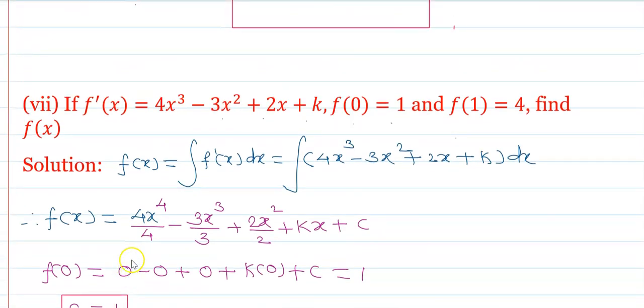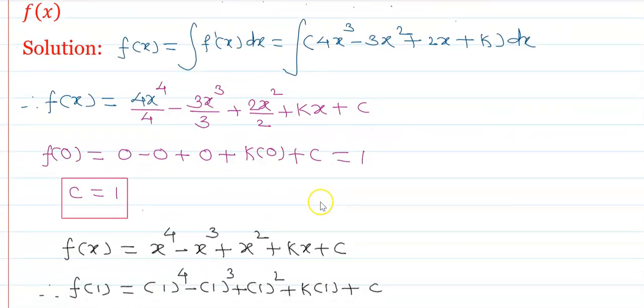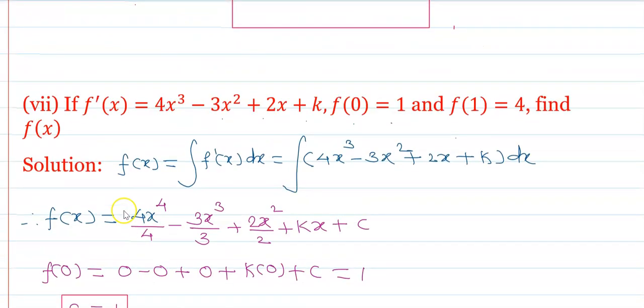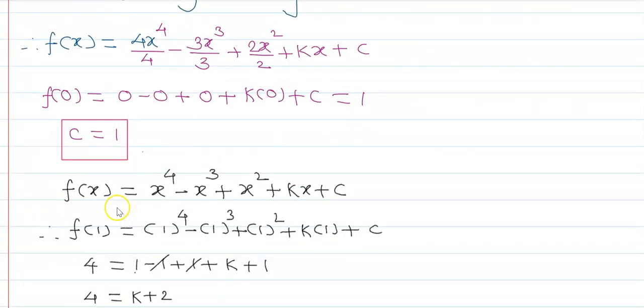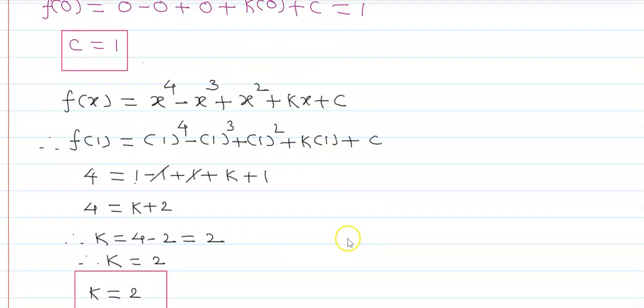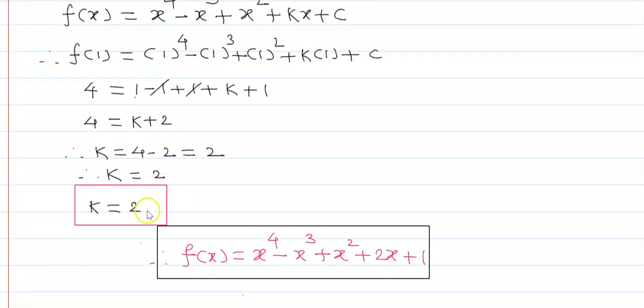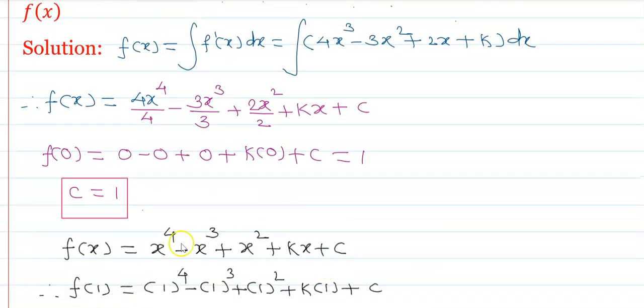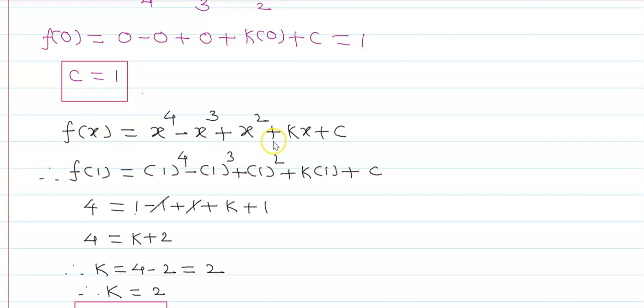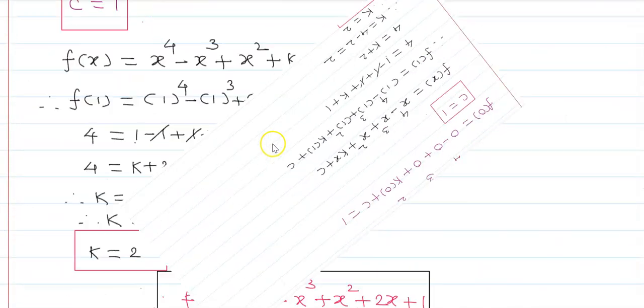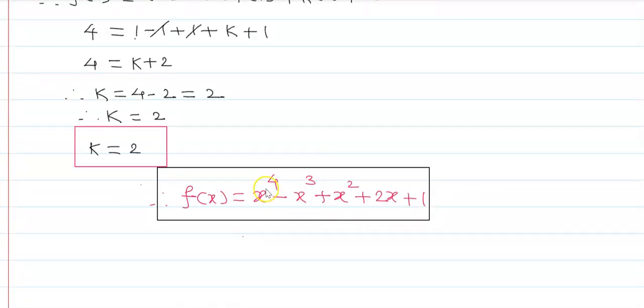Again you can see, first find the integration. Replace x by 0, you are getting the value of c. Again next, for f of 1, its value is 4. Replace x by 1 and substitute the value of c also. Then you will get the value of k is equal to 2. Then substitute the value of k and c in this function. And hence we will get the required function.